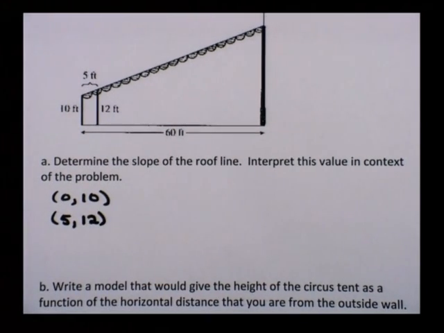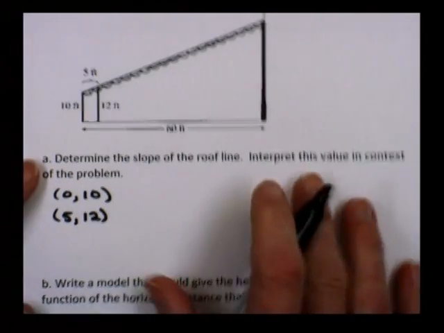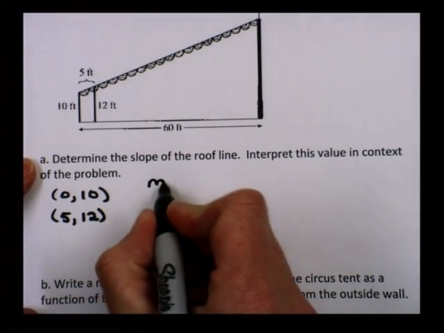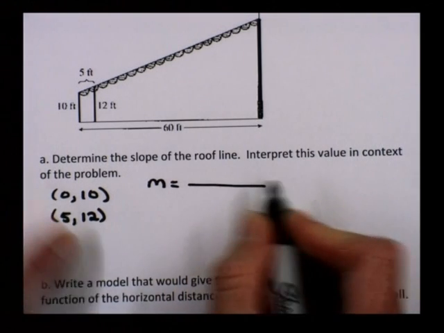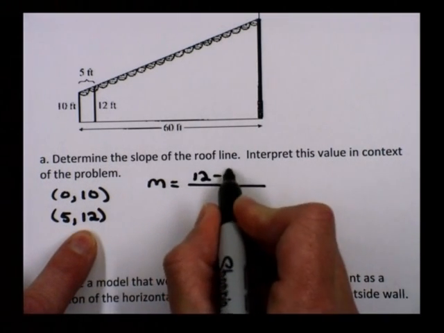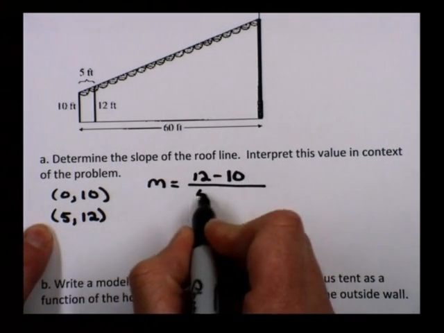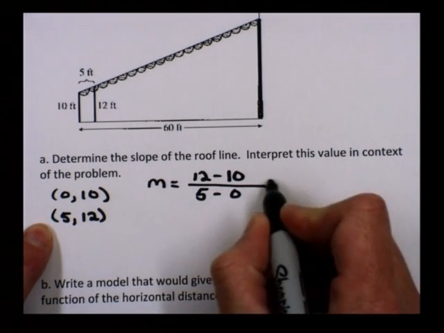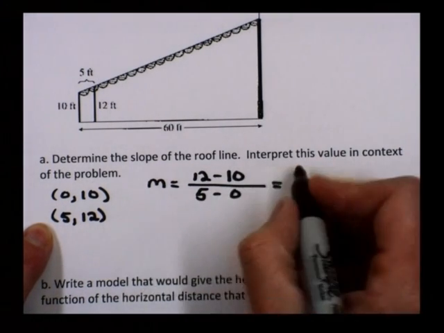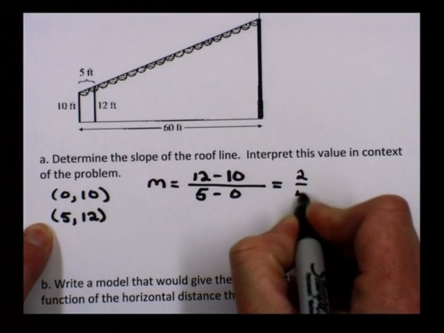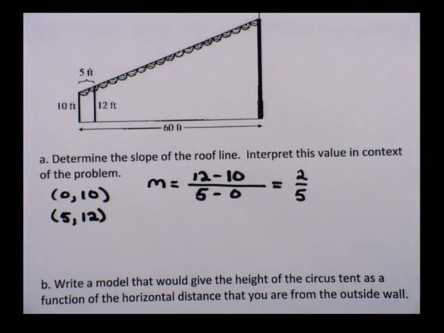To write the equation of a line, you've got to have slope and you've got to have intercept. So let's start by finding the slope. M is equal to 12 minus 10 over 5 minus 0. So the slope of my line is going to be 2/5. That's something that you probably already knew how to do.